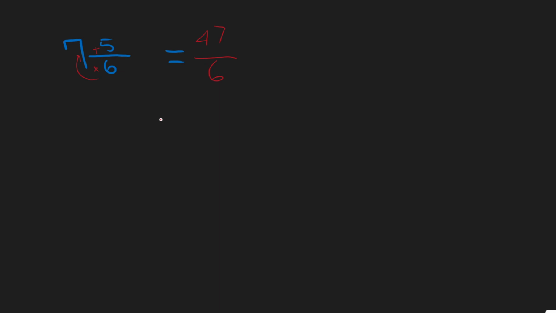If I give you 47 over 6 and I want you to convert that to a mixed number, you do the long division again. But if I give you 7 and 5/6 to convert to an improper fraction, you multiply 7 by 6 plus 5, which is 47 over 6, and 47 over 6 is your answer for that improper fraction.